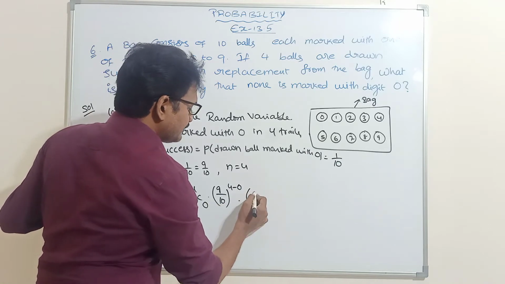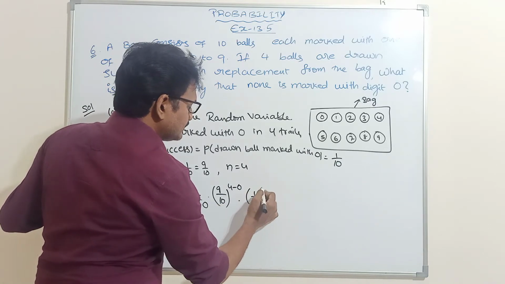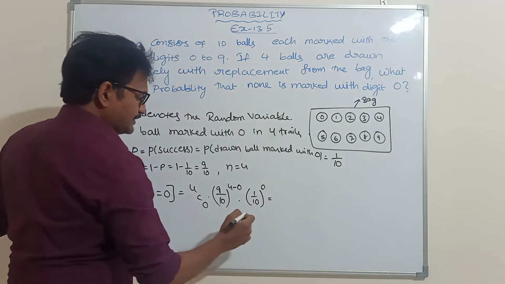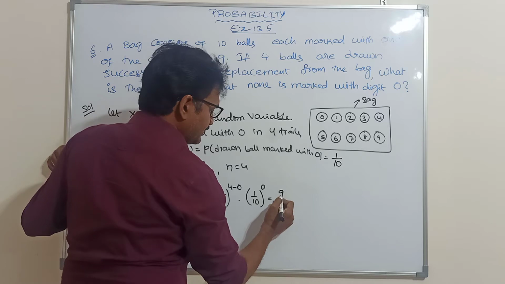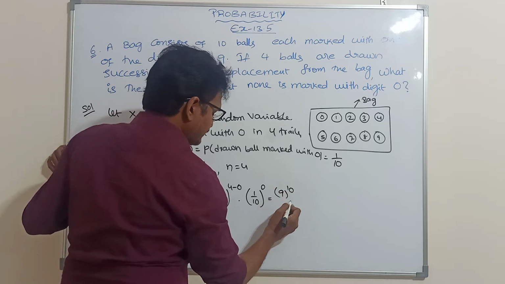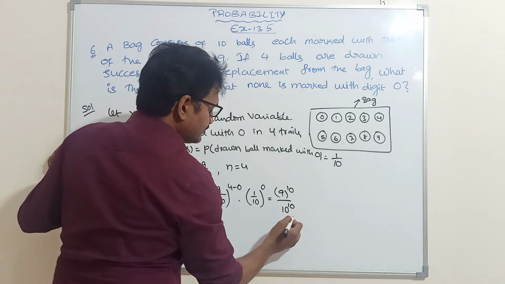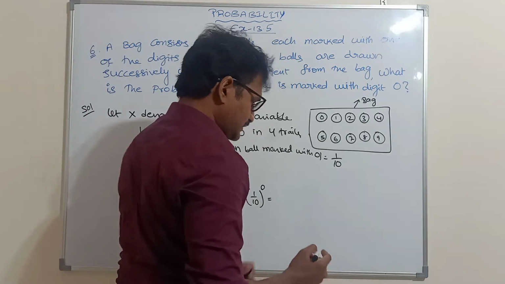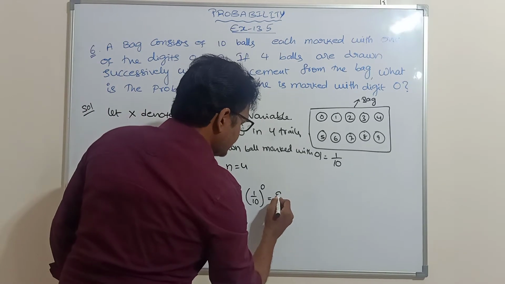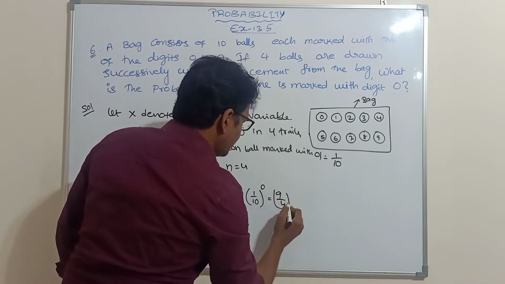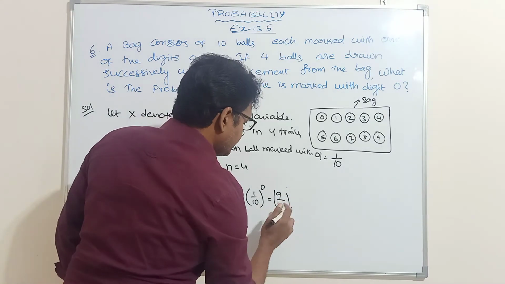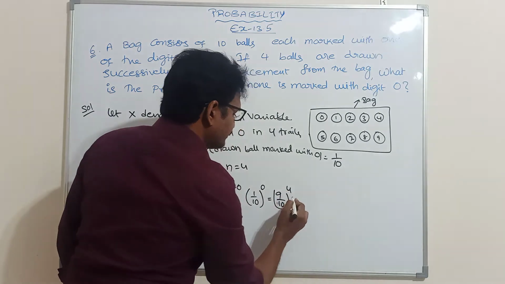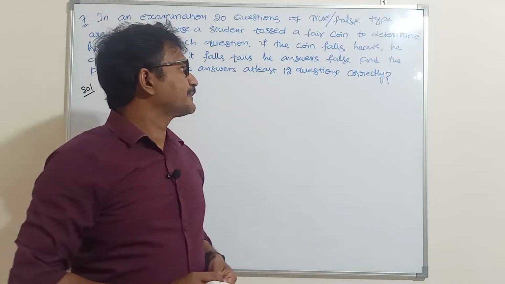So 4C0 value is 1, and (1 by 10) to the power 0 is also 1. So 1 into (9 by 10) to the power 4. So this is the answer for the given problem: (9 by 10) whole power 4 is the answer for this problem.